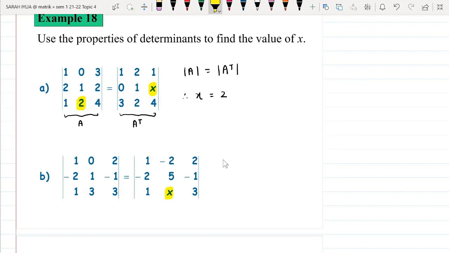So, sekarang kita kena tengok apa yang berubah kat situ. Okay. Kalau kita check satu-satu, first column, item dia sama. Third column pun item dia sama. Yang berubah sekarang only on second column. So kita kena identify apa yang berubah kat situ. Kita kena tengok from 0 dia dah jadi negative 2. From 1 dia jadi 5. Okay. So sekarang ni kita tak boleh terus cakap X tu 3 kan, sebab nombor tu dah berubah.